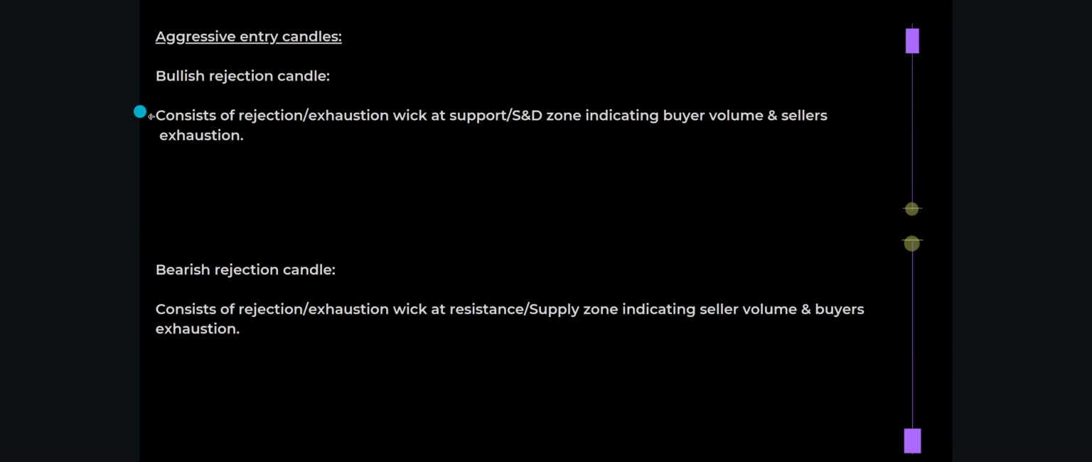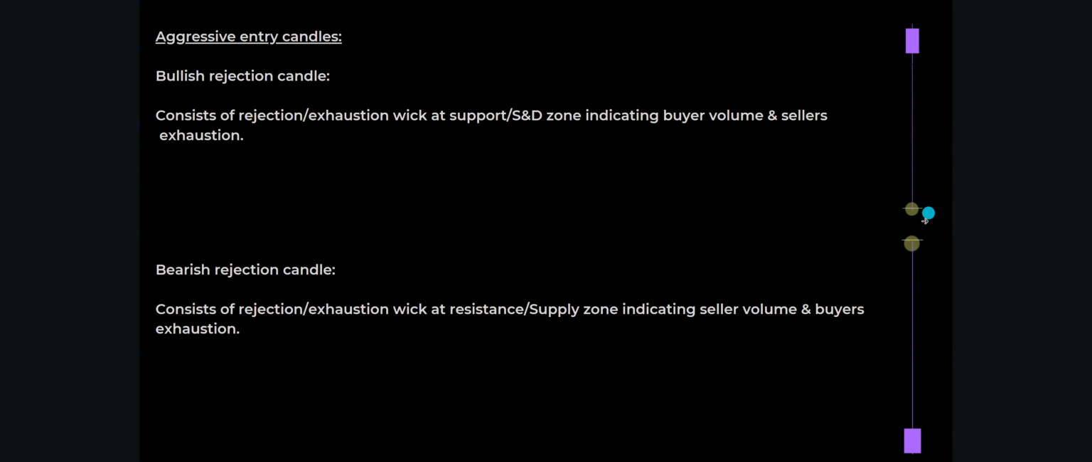Okay, so this is the second entry technique. Very simple. Aggressive entry candle. We like to see a massive rejection candle when it comes to the bullish or the bearish. So when it comes to the bullish rejection candle, notice the wick in the first example, the photo on the right. This wick has to occur at an area of support or a supply demand zone. This wick also indicates what? It indicates there's a lot of buyer volume and a lot of seller exhaustion. Sellers are exhausted, right? They can't push the price down, and buyers took over aggressively.